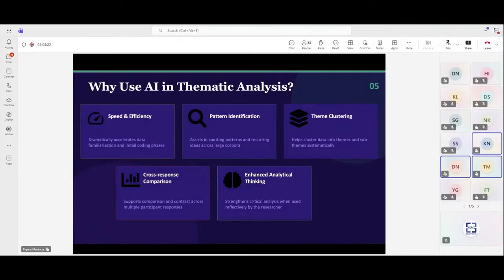They also assist in thematic clustering. They help cluster data into themes and sub-themes systematically, and they support comparison and contrast across multiple participants' responses. They're very good at that, and they can also retrieve the verbatims. Now, they also enhance analytical thinking. They can strengthen critical analysis when used reflectively by researchers.